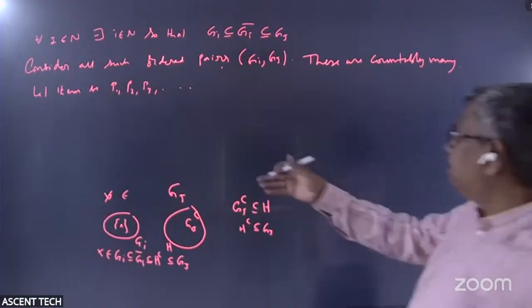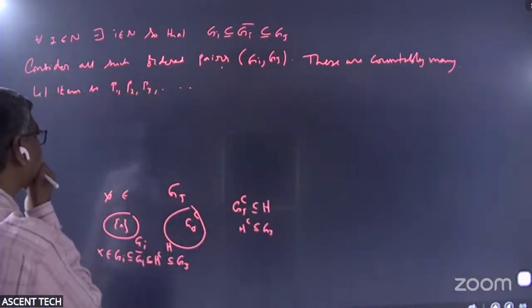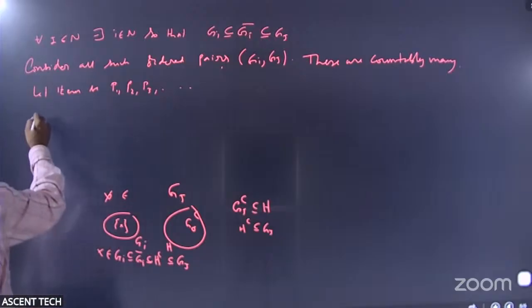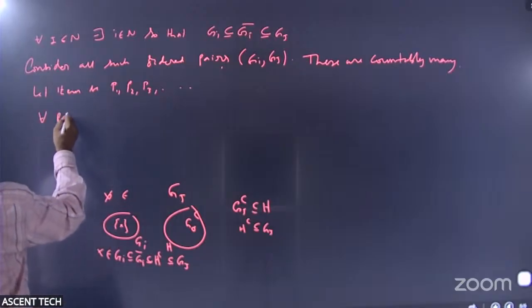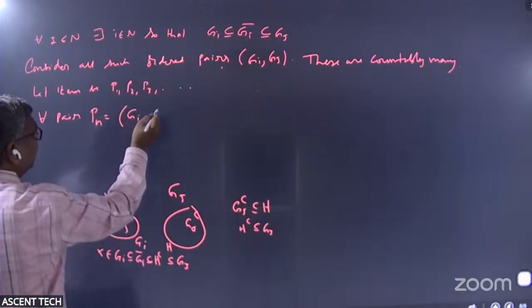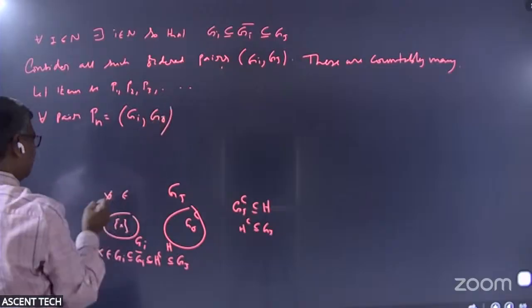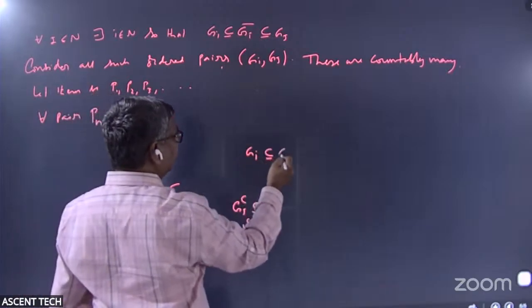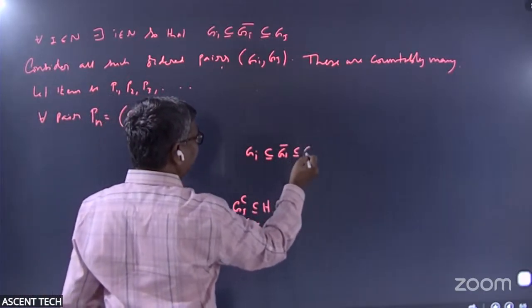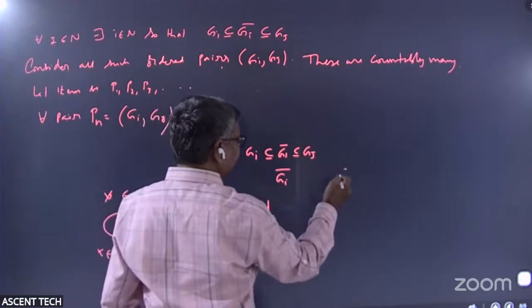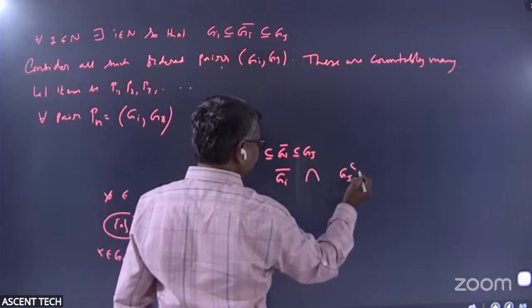So I ordered them like that: P1, P2, P3, etc. Good. Then for each pair, Pn, Pn is some pair, Gi, Gj. So how is that pair? There is a Gi contained in Gi bar, which is contained in Gj. That means Gi bar is a closed set and Gj complement is a closed set and their intersection is empty.